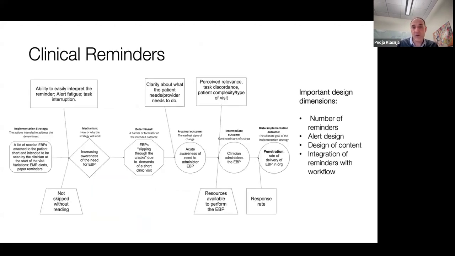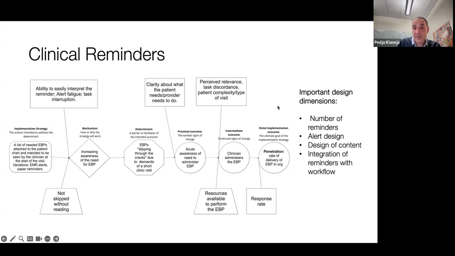So here is an example of what we're calling micro theories, on one of the grants that Kara Lewis originally was a PI on, but Brian Weiner, Byron Powell, Mike Pullman, Aaron Lyon and I are on. We're trying to develop these micro theories of common implementation strategies, and this is our current sense, based on the current literature, of how clinical reminders might operate, right? And if you look at some of the key moderators that emerge from the literature, so the things like ability to easily interpret the reminder, alert fatigue, task interruption, perceived relevance, and task discordance.